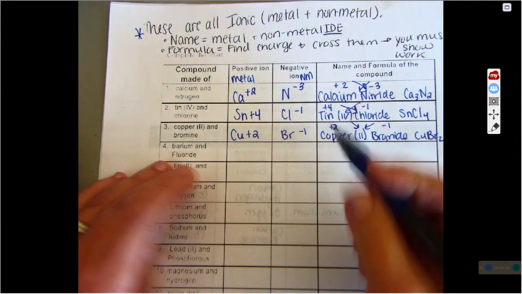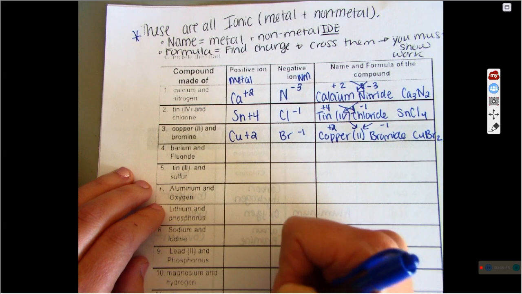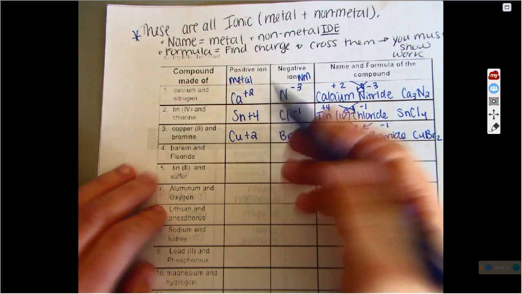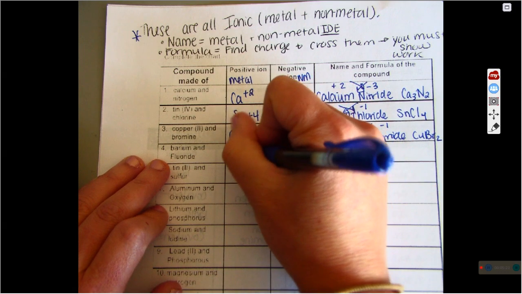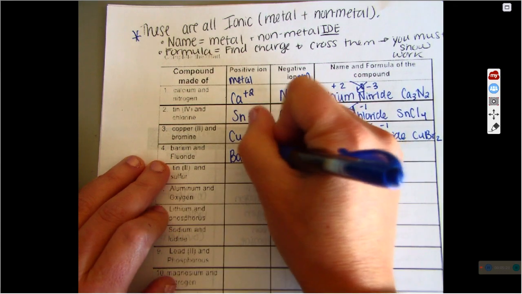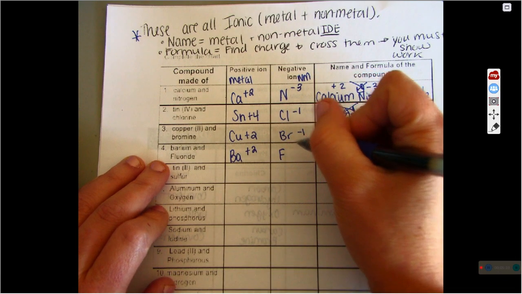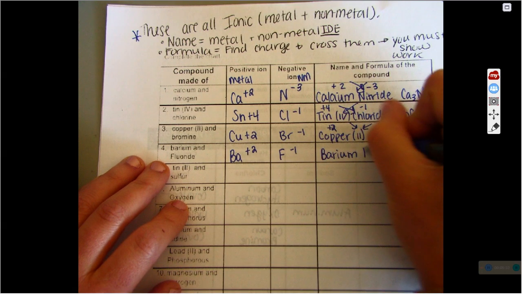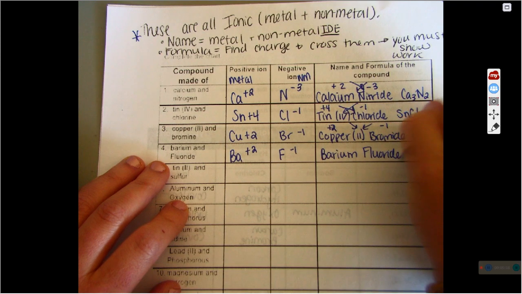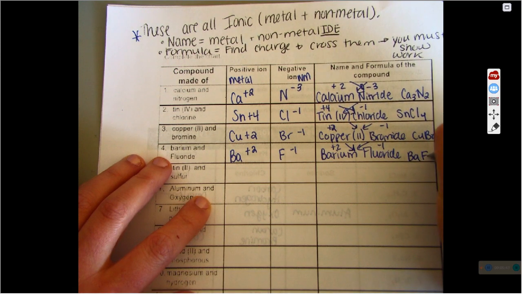Okay, let's do one where it's normal, and then you'll have all of yours, and you know how to do the ones with the Roman numerals. So we have barium and fluoride. Barium is Ba. It's in group 2, so it's got a positive 2 charge. Fluorine is in group 17, and it has a negative 1 charge. So we have barium fluoride. Positive 2, negative 1. When I swap them, barium gets the 1, fluorine gets the 2.